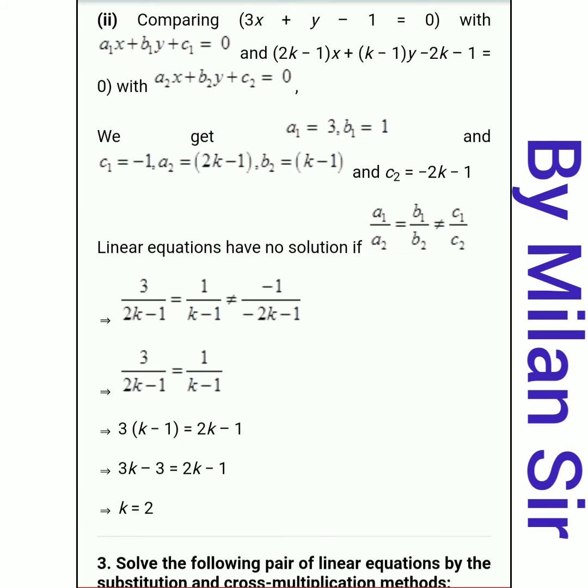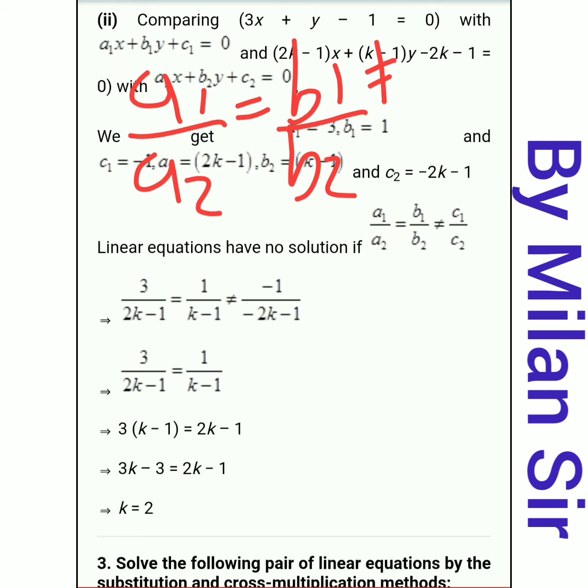Okay, then it is given in the question, following pair of linear equations have no solution. So that we can use the conditions of no solution that we already learned in theory part, right? So here it is given that following pair of linear equations have no solution, so we can use the condition of no solution. Okay, so what is the condition of no solution? a1 upon a2 is equals to b1 upon b2 is not equals to c1 upon c2.